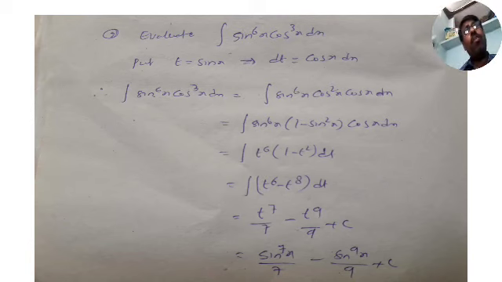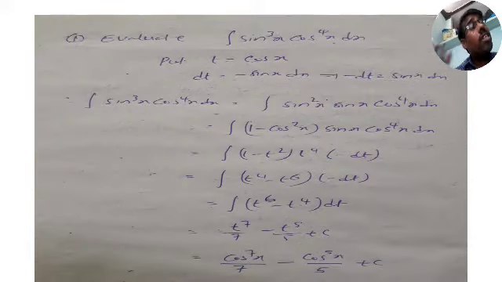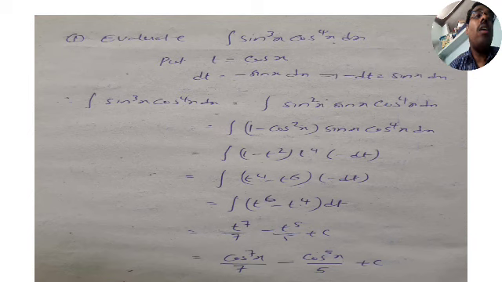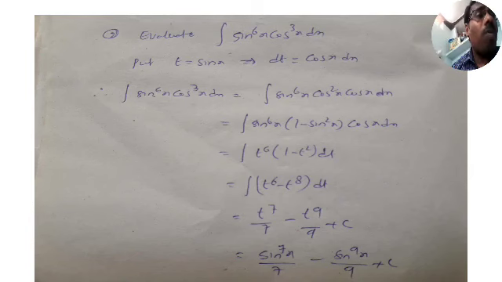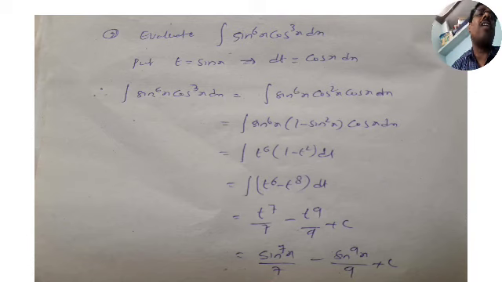You see, the first problem, what is the first problem? Sine power is odd. In the first problem, sine power is odd. Therefore, we put t is equal to cos x. In the second problem, cos power is odd. I selected such problems, all types of problems. This is the second type.